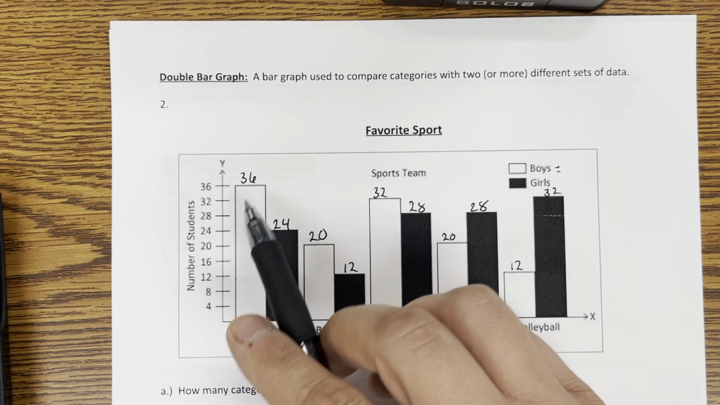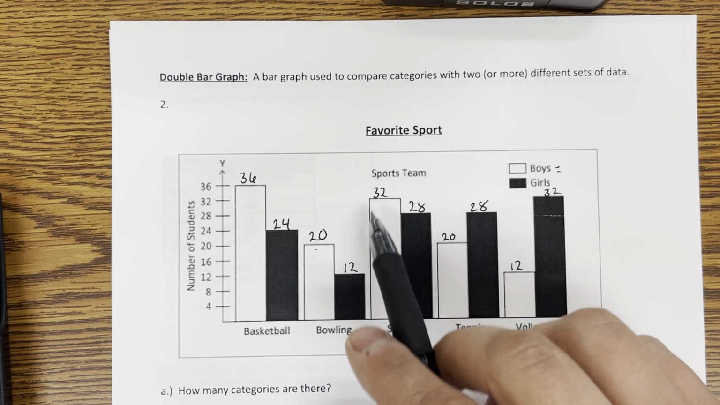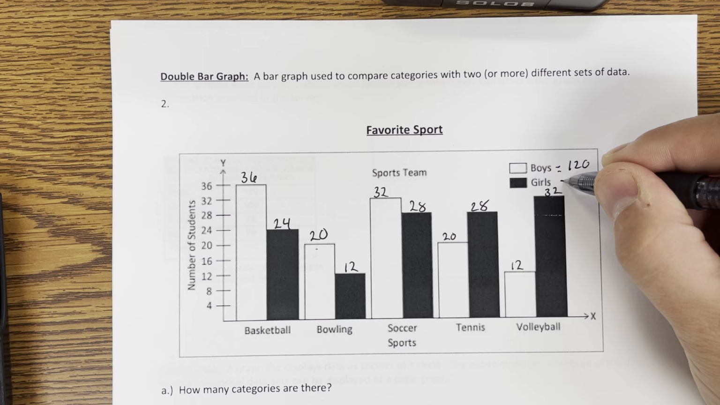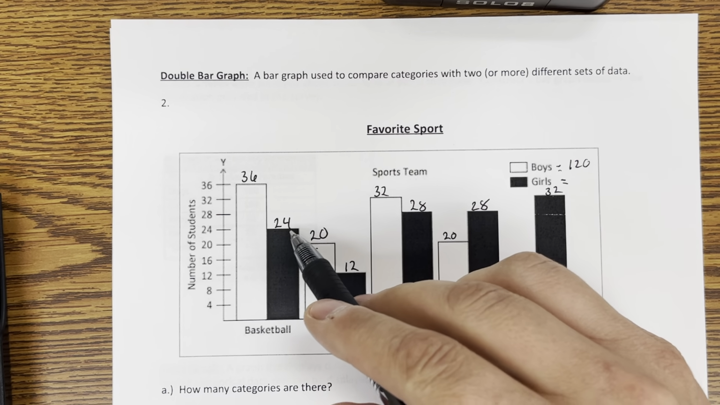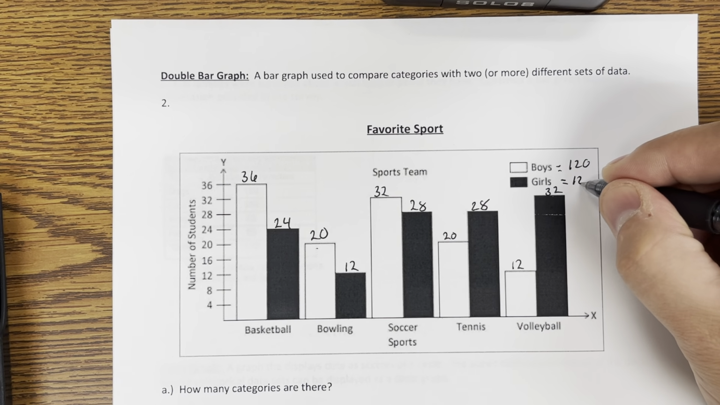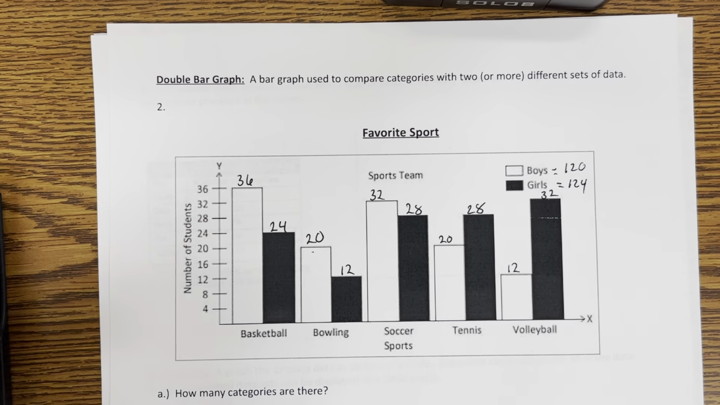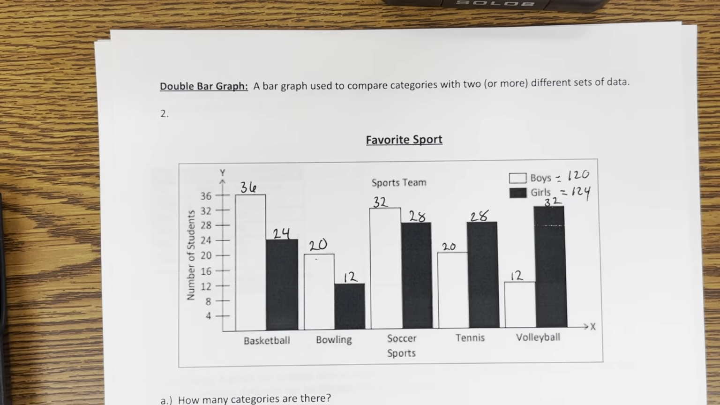So, how many total boys were surveyed? If I add up all the boys, I have 36 plus 20 plus 32 plus 20 plus 12, and I get 120 boys that were surveyed. And adding up the girls, 124. So you could use a calculator to calculate that. I did that ahead of time to try and keep the video a little shorter. Add up all the values.